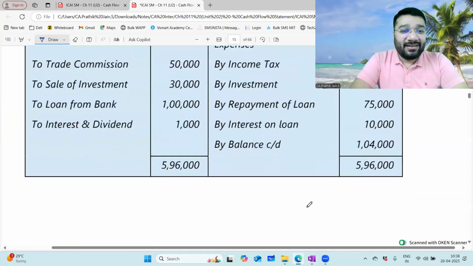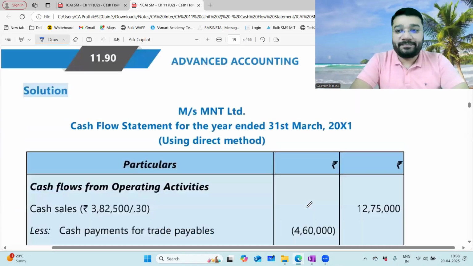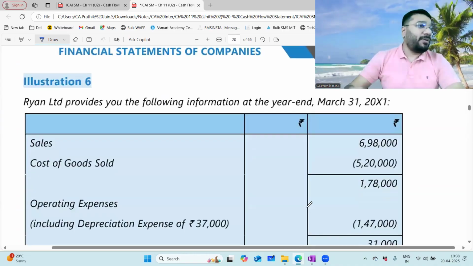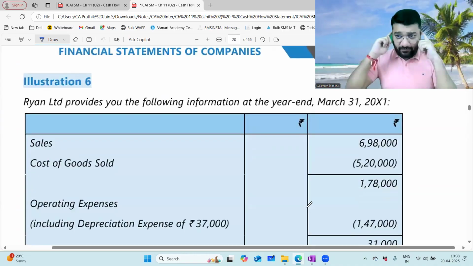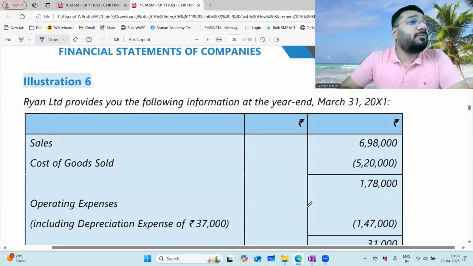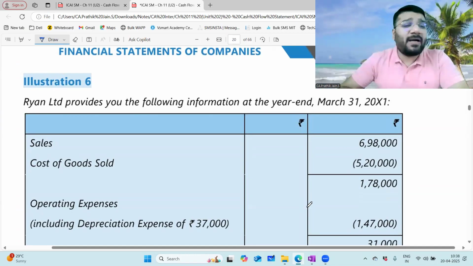Now, the third question, fourth question, and fifth question are all direct method. From here, we'll go to the sixth question. Now you will see a little bit of heat from this question, but it's okay. We know the concept very strongly. Can I read it? Yes, sir. Rian Limited provides you the following information at the year end, 31st March 2001.